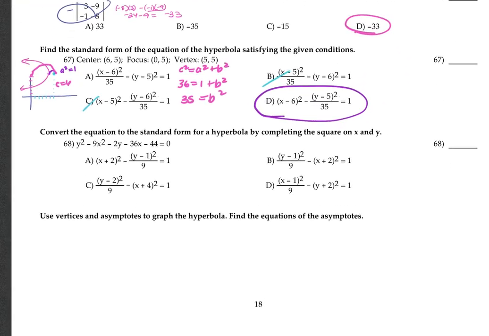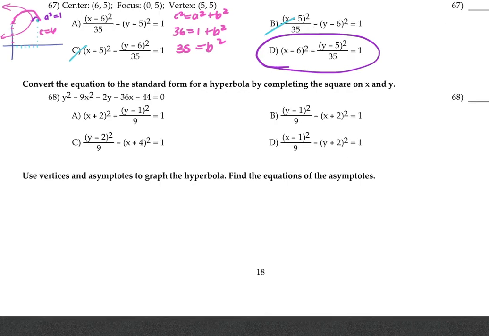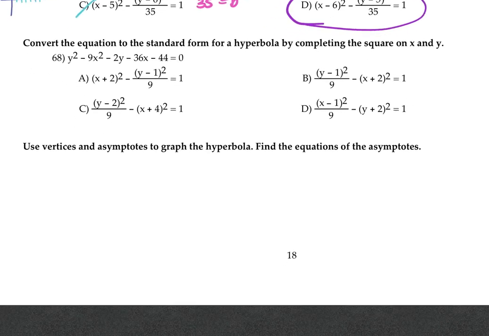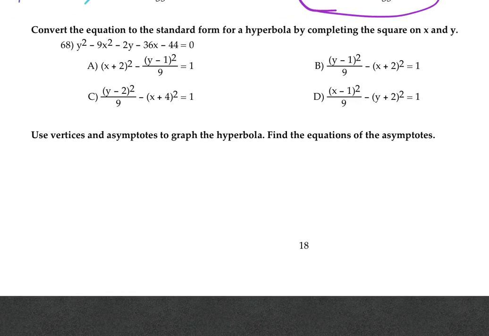We already worked through 67. 68 is the equation of a hyperbola. So we've got to complete the square here. We're going to group the y squared and the minus 2y and the negative 9x squared minus 36x. Bump the 44 to the other side.